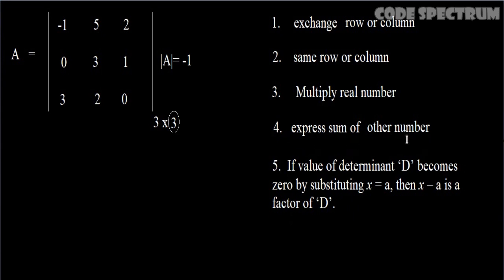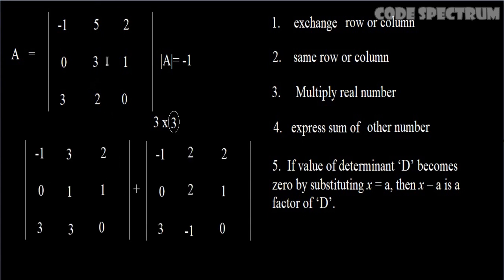Express as sum of other numbers. Here we can express this determinant A as a sum of determinants, and these numbers can be broken down into 2. For example, in this case we can break down this matrix into 2 determinants. We have divided this determinant into 2 determinants, where the middle column has been separated out like this. 3 plus 2 gives 5. 1 plus 2 gives 3. 2 can be written as 3 and minus 1.